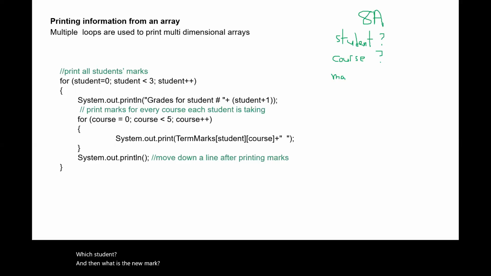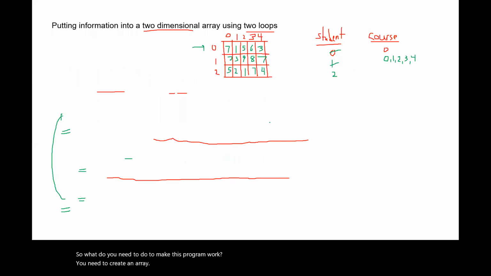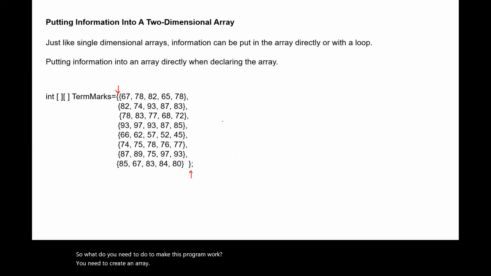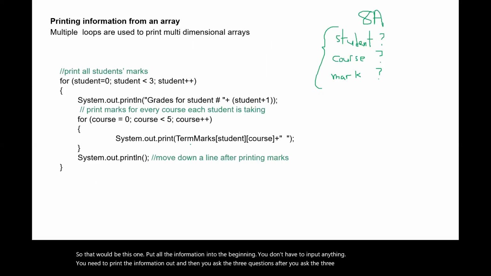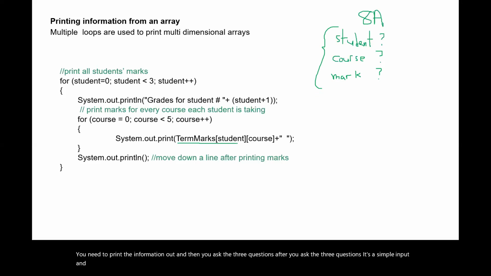So what do you need to do to make this program work? You need to create an array. So that would be this one. Put all the information in at the beginning. You don't have to input anything. You need to print the information out, and then you ask the 3 questions. After you ask the 3 questions, it's a simple input, and the input goes into the term mark, student, and course. So it'll get you assignment 8A. Then what happens?